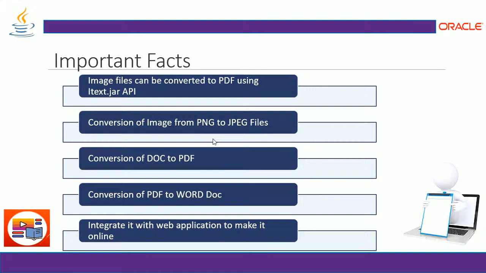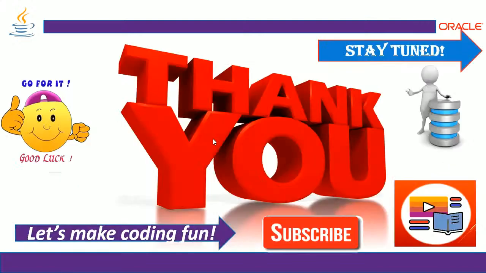Conversion of image from PNG to JPG, conversion of doc to PDF, conversion of PDF to Word doc, integrated with a web application to make it online. This is all about the file converter implementation in Java using iText and POI type of API.